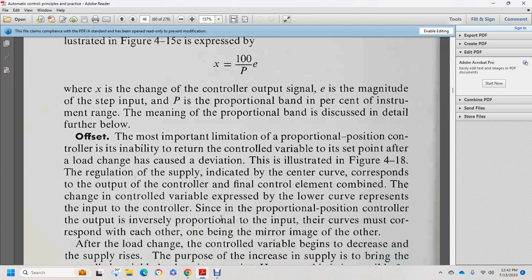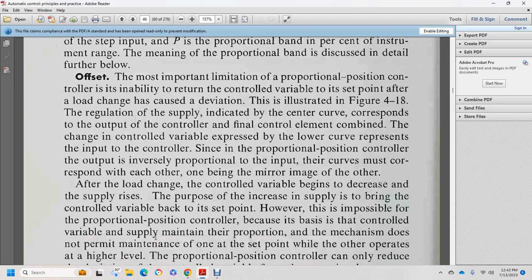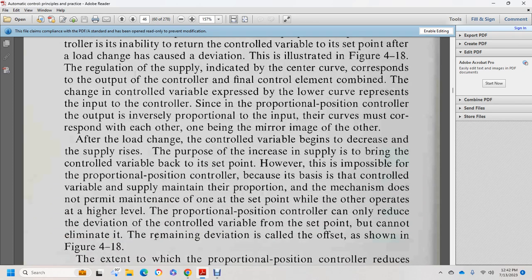Offset. The most important limitation of proportional position control is the inability to return the control variable to the set point after a load change, with the curve of the deviation. This is illustrated in figure 4-18, with the regulation applied. The central curve indicates the corresponding output of the final control element, combined with the control variable change expressed by the lower curve, which represents the input to the controller. With proportional position control the output is inversely proportional to the input, so these curves must correspond to each other, one being a mirror image of the other after the load change. The control variable begins to decrease, and the supply increases in order to bring the control variable back to the set point.